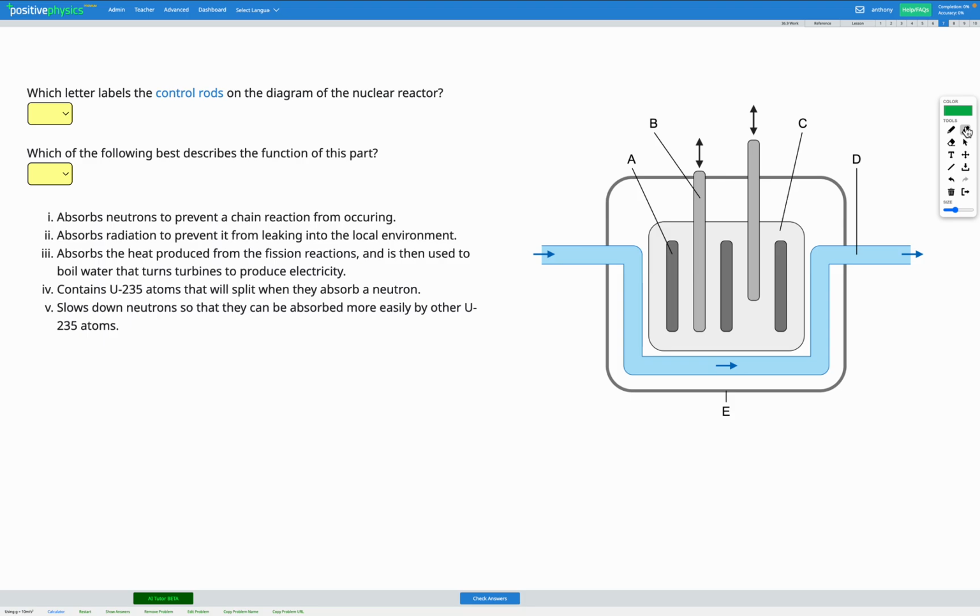In this skill, we're going to be looking at the different parts of a nuclear reactor, which is what makes up a nuclear power plant used to generate electricity. So we're going to look at each part of the nuclear reactor.